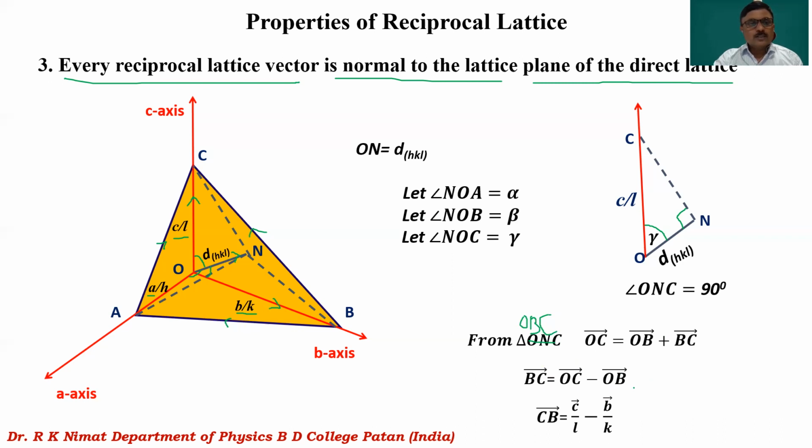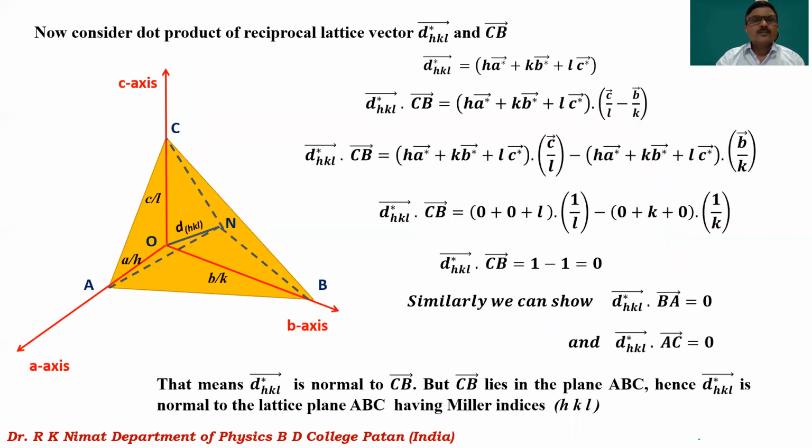But we have seen that vector OC is nothing but vector c by l. It is the intercept made along the C axis, and vector OB is nothing but vector b by k. So we'll show that the reciprocal lattice vector is perpendicular to vector CB. That means if you take the dot product of the reciprocal lattice vector and CB, and if that dot product comes equal to 0, then we can say that the two vectors, the reciprocal lattice vector and CB, are perpendicular to each other.